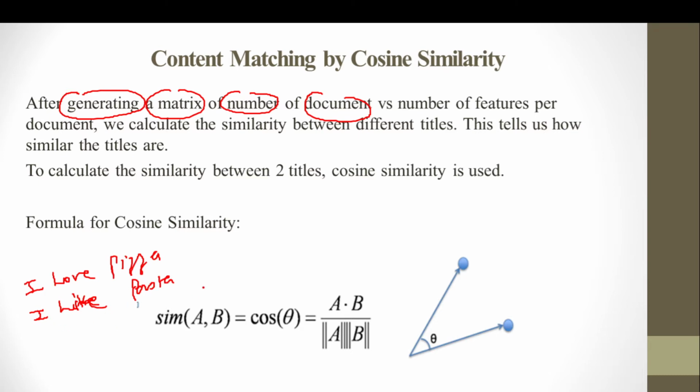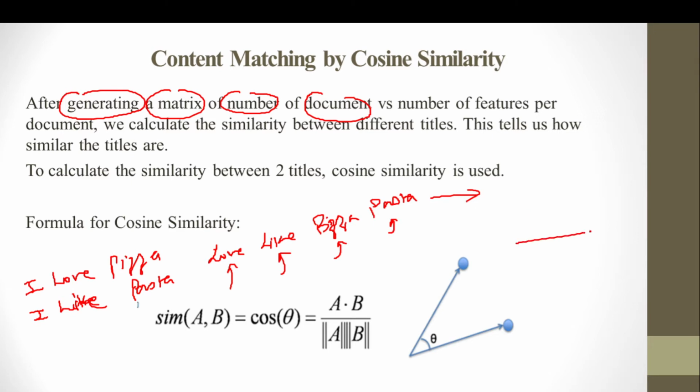Now if we create a corpus out of it, we are going to have I, love, like, pizza, and then pasta. These are the four different words that we get. Till now these words are just tokens, but now we are going to map these tokens over the plane or different axes.